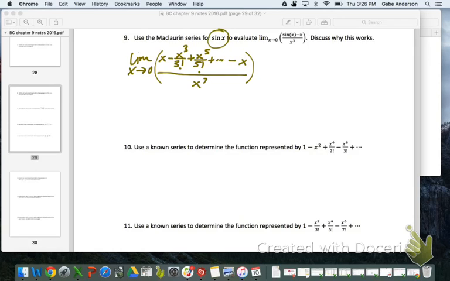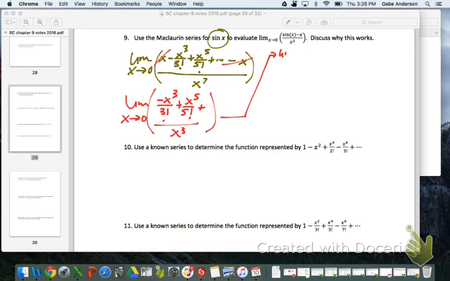So I'm sure you can notice here that the x's in the top are going to cancel out. So that leaves me with limit as x goes to 0 of negative x cubed over 3 factorial plus x to the 5th over 5 factorial plus dot dot dot all over x cubed. So I think at this point what I'm going to do is divide the x cubed out of everything. So that'll give me the limit as x goes to 0. And when I cancel the x cubed out of the first term, I just get negative 1 over 3 factorial.